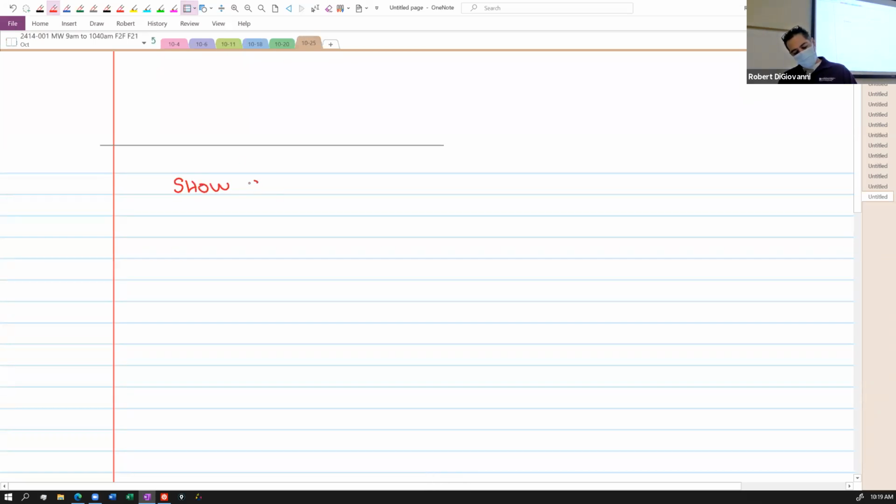So we want to verify, show that the surface area of a sphere of radius r is 4 pi r squared.